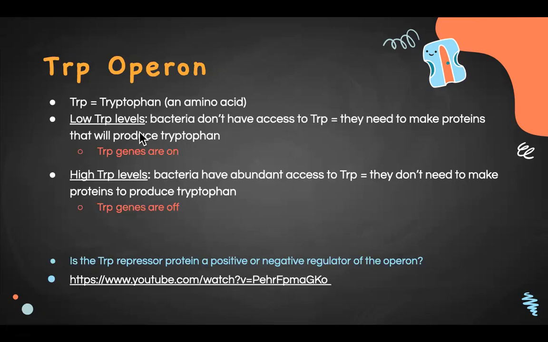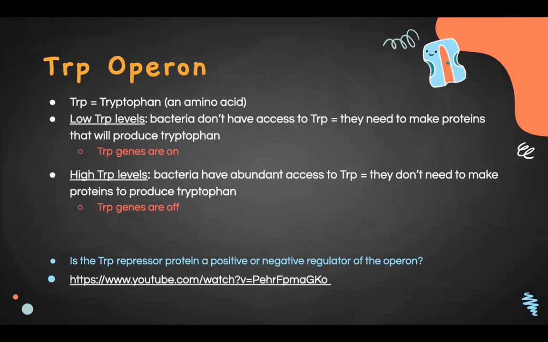So this is the generic trp operon, and then George is going to go into the specifics of the different scenarios that can happen in the trp operon in a bit. Trp is a short three-letter word. It's an amino acid. It stands for tryptophan.